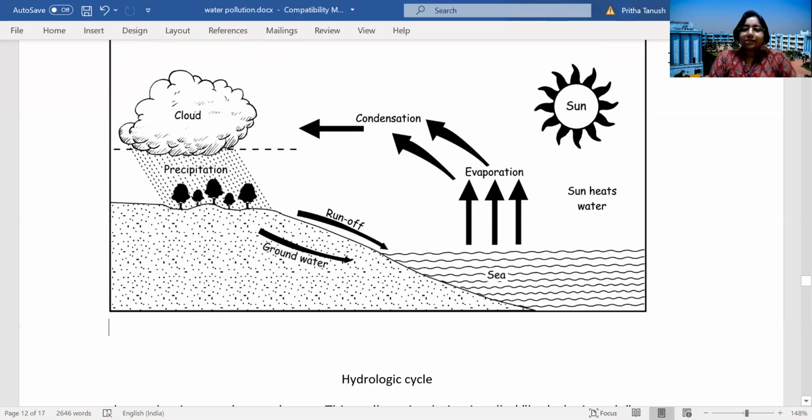So there is the sun. The evaporation takes place from the sea, ocean, river, and here you can see the transpiration, evaporation, and this is the transpiration. The water that evaporates from the leaves is called transpiration. So by evapotranspiration, water is evaporated.